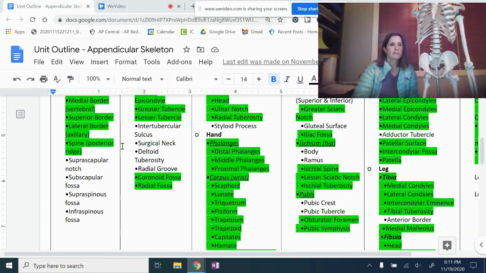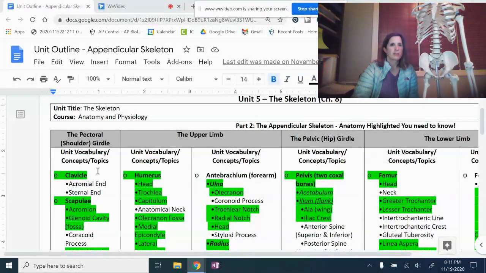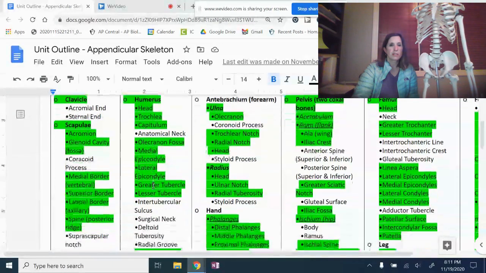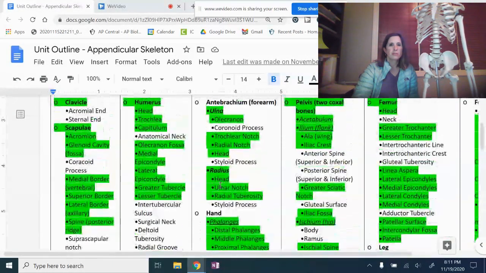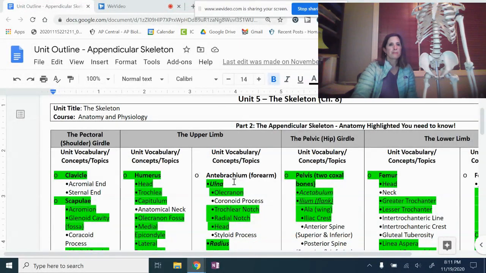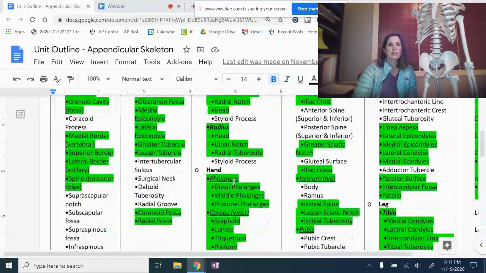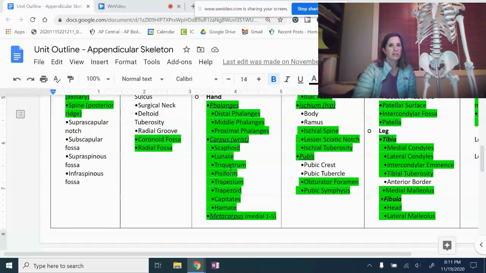Let's start here with the shoulder girdle: your clavicle and your scapula, then move to the humerus. And then you're going to want to go to the radius, the ulna, and the hand. So really work on the carpus, the wrist, and the metacarpals. Make sure you know how they're labeled.